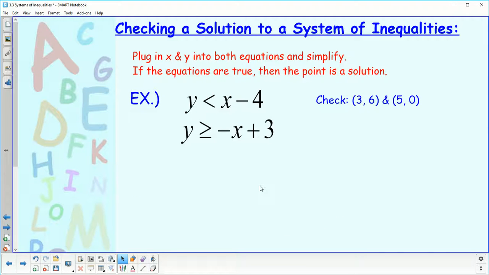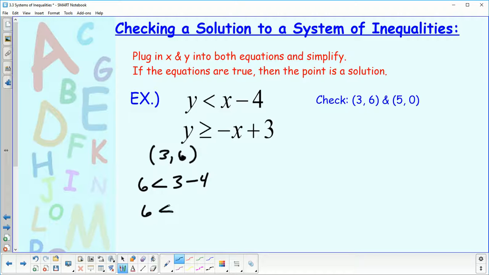Practicing that, you'll see I've got 2 points here. So I'm going to start by trying over here, 3, 6. I want to check this system of inequalities. I'm going to plug in x and y into both inequalities and simplify. If they're true, the point is a solution. If it's false, it is not a solution. So taking 3, 6, plugging into that first one, I have 6 for y is less than 3 for x minus 4. And if I simplify that, I get 6 is less than -1, which is not a true statement. 6 is not less than -1. So this one is not a solution. Okay, 3, 6 is not a solution.